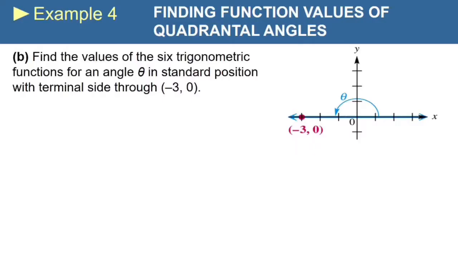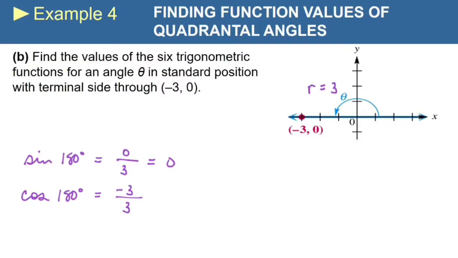So of course we need r. And since our point is on an axis, we'll just count 1, 2, 3. So r is 3. And now we'll use our 6 trig definitions. So the sine of this 180 degree angle is y over r, which is 0 over 3, which is 0 of course. Cosine of 180 is x over r, so that would be -3 over 3, which simplifies to -1. Tangent of 180 degrees would be y over x, so that's 0 over -3, which again is 0.